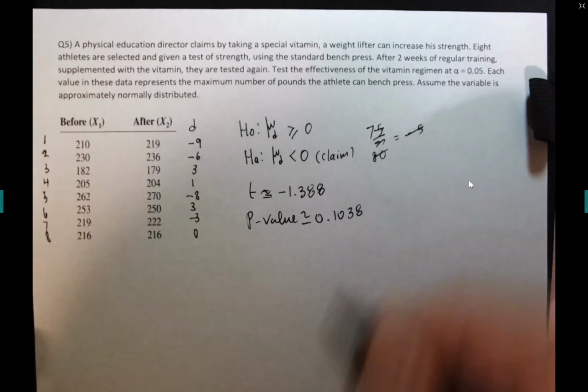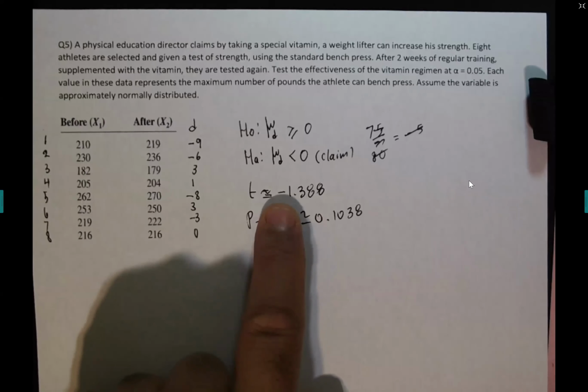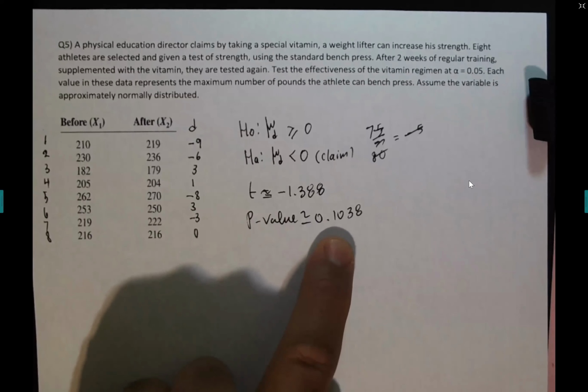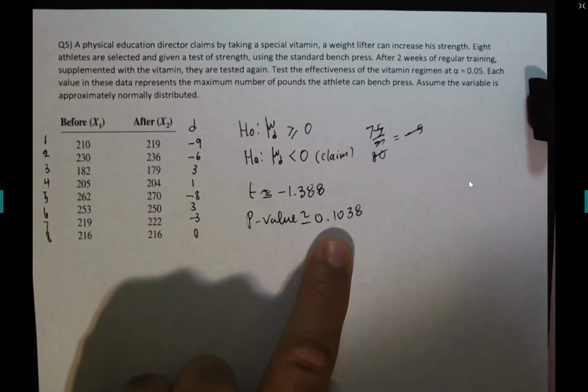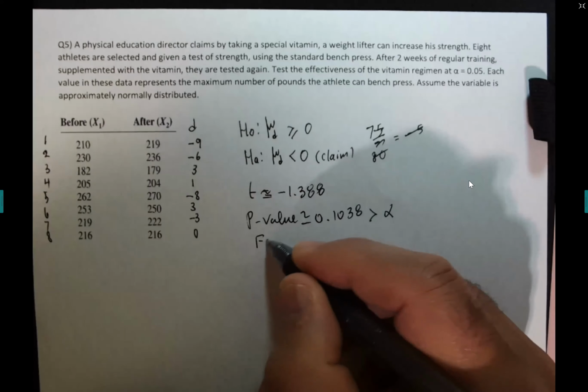If you just wonder what this one means, that means approximately. We can never get an exact value for the p-value or T. But if you put equal, that's fine, when they ask you to round, that's it. You can put equal, which is more than alpha, guys. You fail to reject H0.